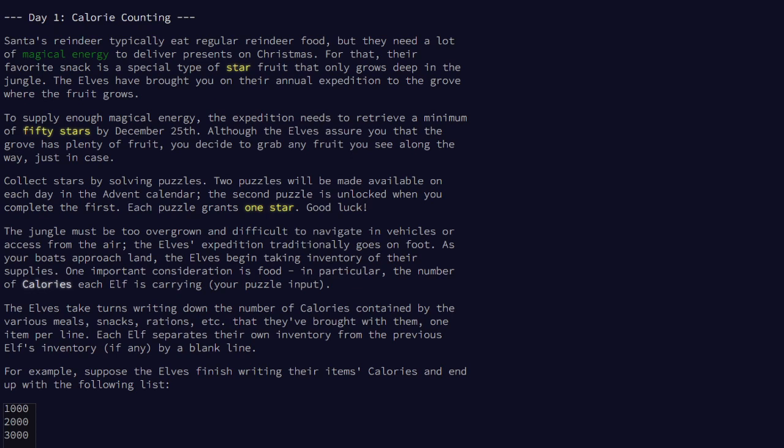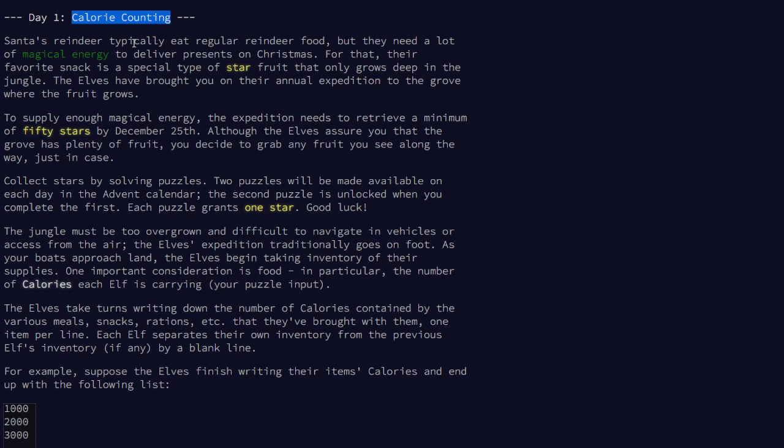Each challenge today has two problems. The second problem is related to the first one, so we'll be trying to solve the first one in a way that the result and the functions or things that we did in the first problem will be useful for solving the second problem. So let's get started. Day one. First problem is calorie counting.